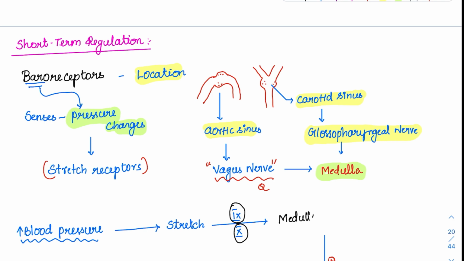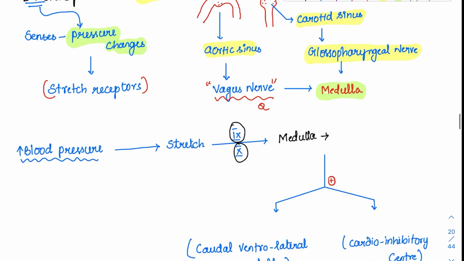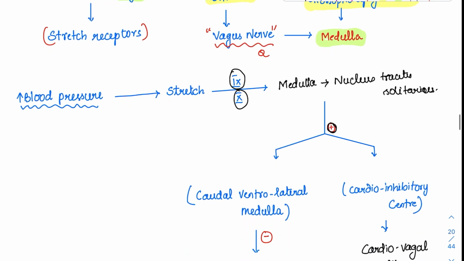In the medulla, if the question is asked, what is the particular center? If you ask me the exact location, it goes to the nucleus tractus solitarius. This is one of the most important nuclei where all the sensation goes in. It will produce a stimulatory neurotransmitter. The plus sign indicates stimulatory, and the neurotransmitter produced here is glutamate. It is going to stimulate two principal areas, called the CVLM and the CIC.